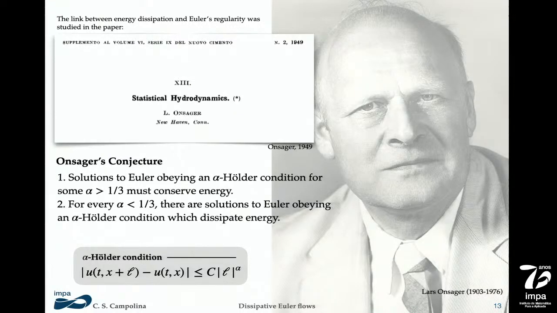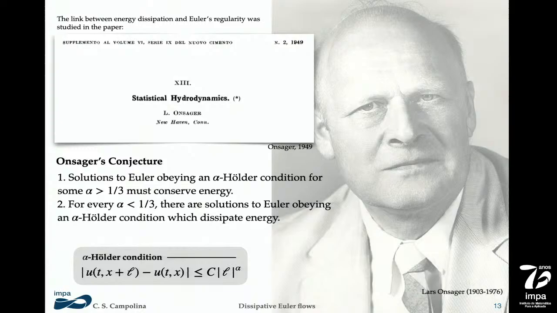Okay, the second part of the conjecture concerns dissipation of energy. For every alpha less than 1/3, there are solutions to the Euler equations obeying an alpha Hölder condition which dissipate energy. So this is the part that states that somehow when they are less regular, they will not conserve energy anymore. At that time, this was a conjecture, but today it's a theorem.